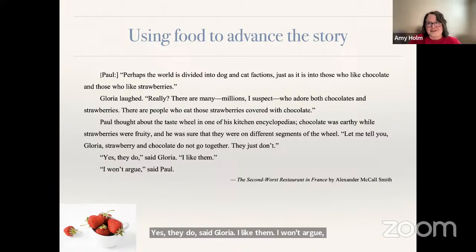So, in that discussion, you can certainly see not only their personalities. Paul is sort of a rule follower, Gloria is more whimsical. But you can also see that part of the plot is going to be that they are not together and they go separate ways. So, that one was kind of fun.